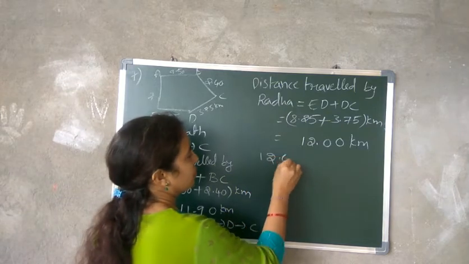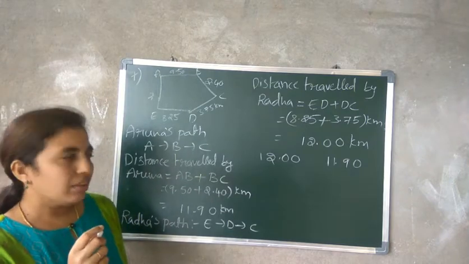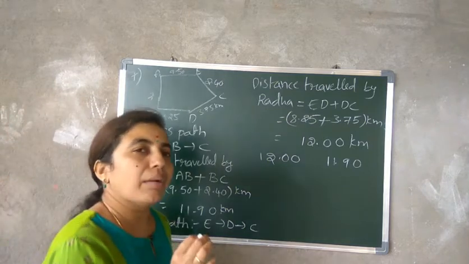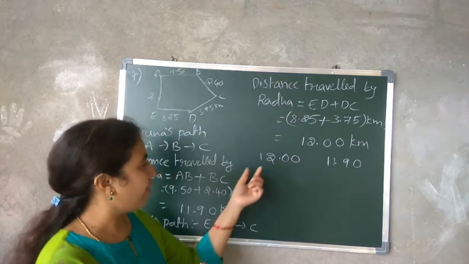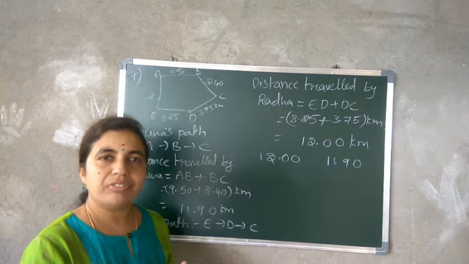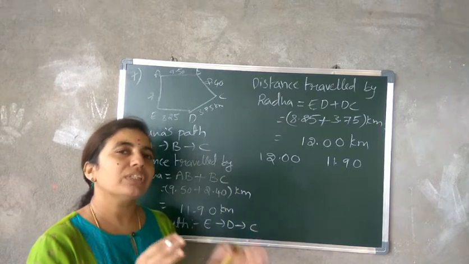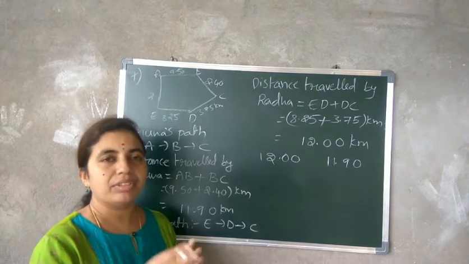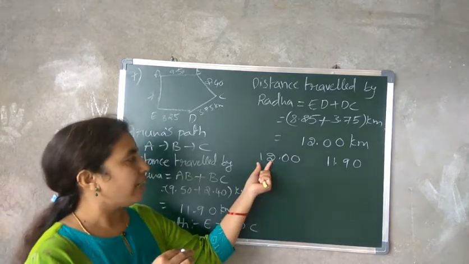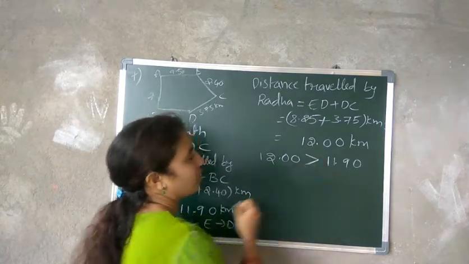12, 11.90. Which one is greater? Compare these two. To compare, you should first compare the integer part. What are the integers here? We have 12 and 11. Which one is greater? In comparison, first you should go with the integer part, and if those integral parts are the same, all the digits are the same, then we go for the decimal part. But here, one is 12 and one is 11. Obviously, 12 is greater. So 12.00 is greater.